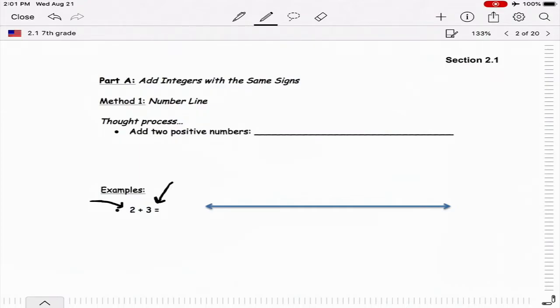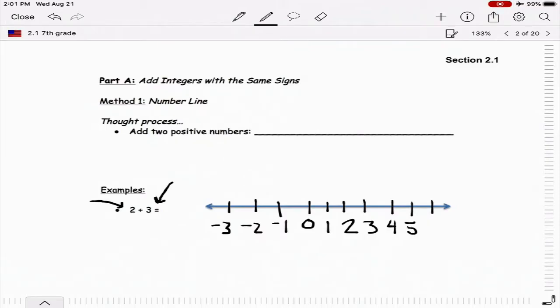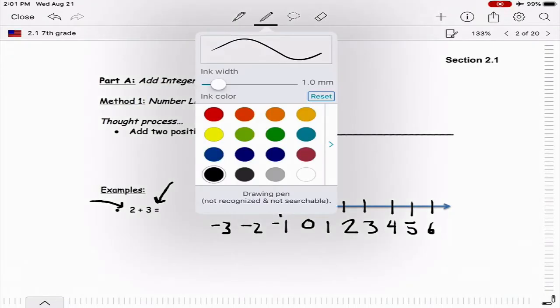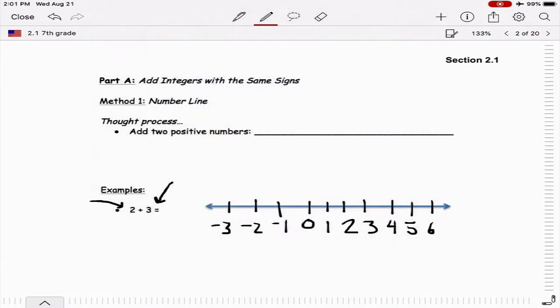So I'll do one example here. Let's go ahead and put 0, -1, -2, -3, and then let's do 1, 2, 3, 4, 5, and 6. Right now, all I did was create a number line, right? From -3 all the way to +6. The first number, 2, I'm going to graph. So here's where 2 will be.